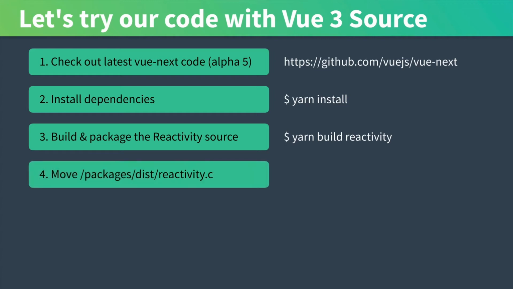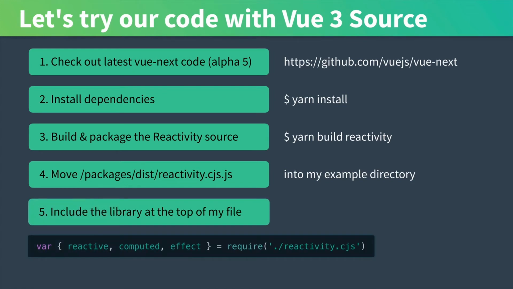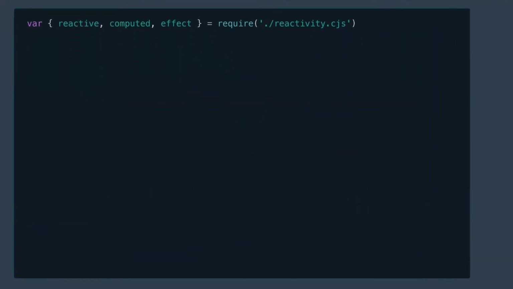This will put a couple files in the dist directory, but the one we want is reactivity.cjs, which stands for common.js. We'll move this into our example directory. We'll then include this common.js library at the top of our file, like so. Now our code looks something like this.